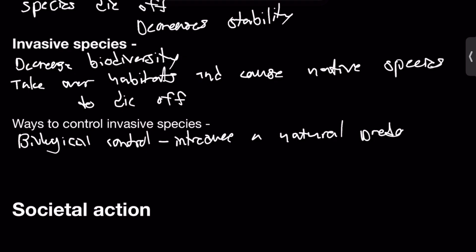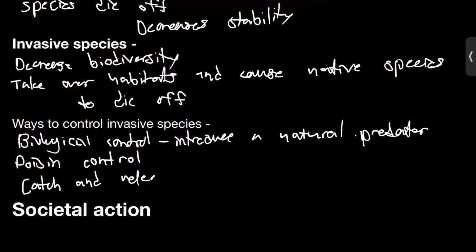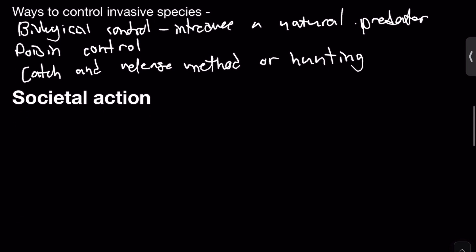The second one you can do is poison control, and that's really just what it sounds like. It's controlling them using poison to stop the excessive spread. And then the final one is the catch and release method, or hunting. Hunting would be hunting them down, and catch and release would be catching the invasive species and then releasing them elsewhere where they wouldn't be damaging the ecosystem. So catch and release is probably better for those invasive species because they're not being killed, but hunting would have the same effect of removing them from that ecosystem. So those are the ways to control invasive species.